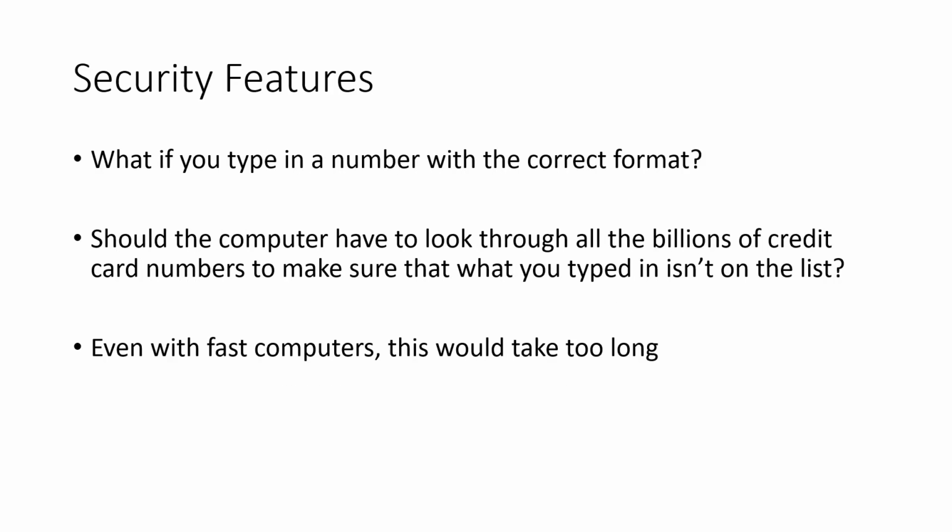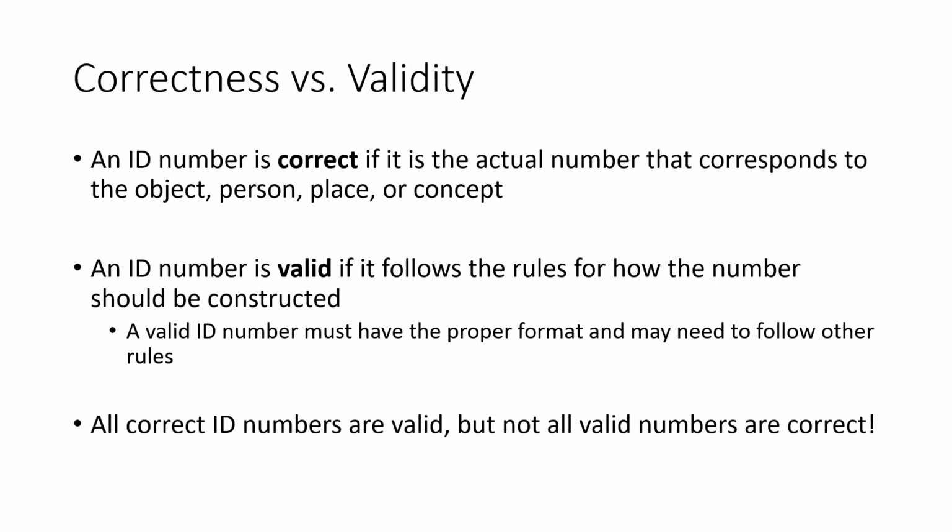So what happens if you type in a number with the correct format? Again, let's go back to our shopping website. So now you're going to type in something random, but you're going to make sure that it's the right format. It's going to be 16 numerical digits long. Well, what should the computer do in that case? It can't immediately tell that what you typed in might not be a real credit card number. So should the computer have to look through the billions of credit card numbers in the world to make sure that the thing you typed in isn't actually on that list? Even with fast modern computers, this would just take way, way, way too long.